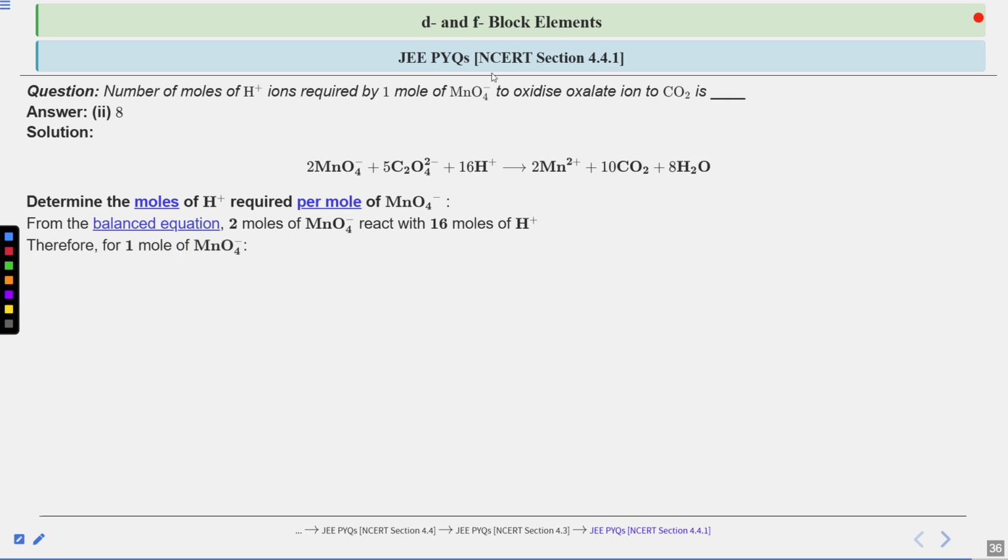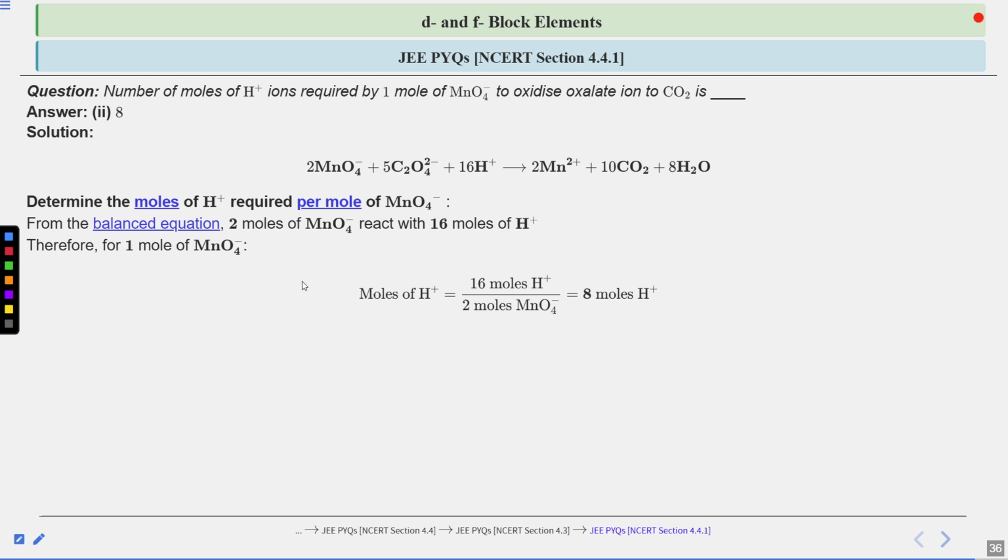So for 1 mole of MnO4-, as we have been asked, the moles of H+ ion required will be 8 moles, because 2 moles of MnO4- react with 16 moles of H+. So 1 mole of MnO4- reacts with, dividing by 2, 8 moles of H+, because 2 by 2 is 1 and 16 by 2 is 8.